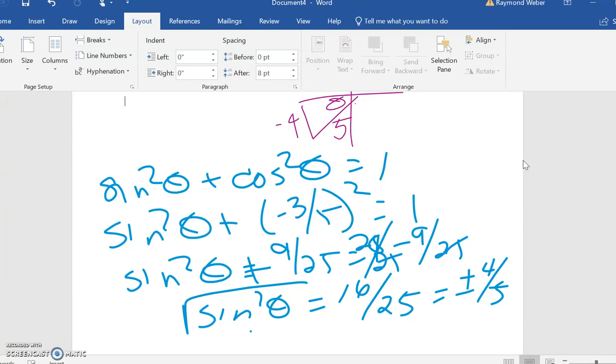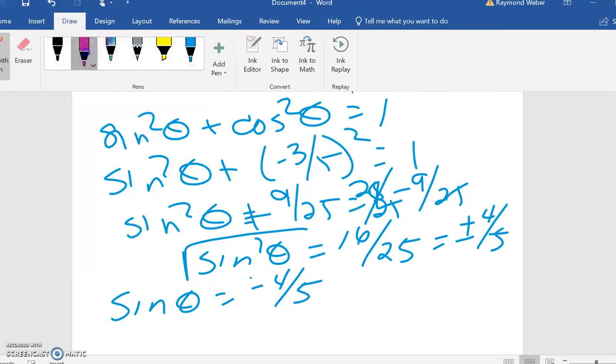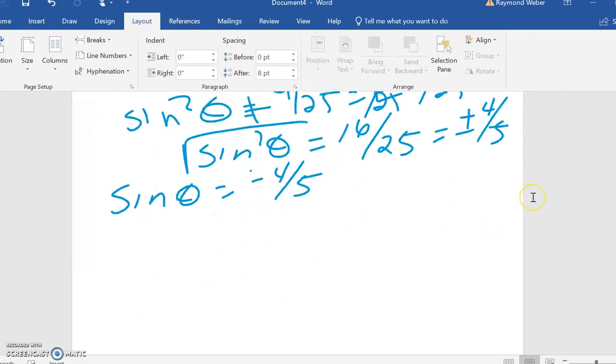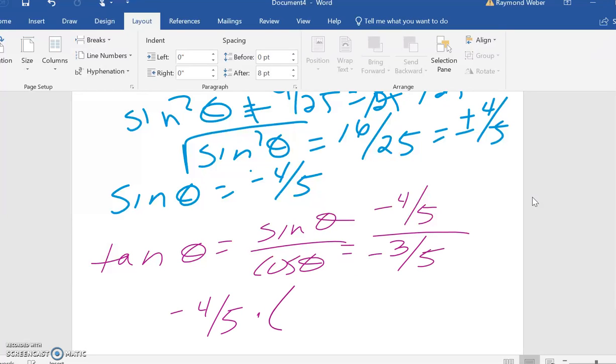Now I look at my quadrant, I'm in quadrant 3. Sine is negative in quadrant 3, so sine theta is negative 4/5. I can then use my reciprocal trig identities. So tangent theta is sine theta over cosine theta. So in this case, that's negative 4/5 over negative 3/5, which is negative 4/5 times reciprocal negative 5/3. Those cancel. The answer is 4/3.